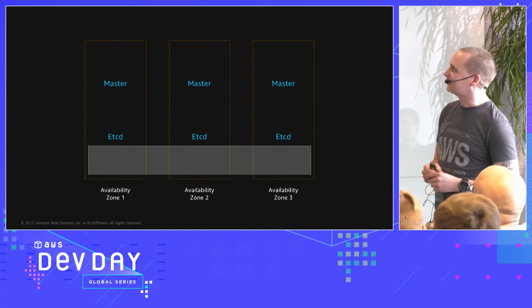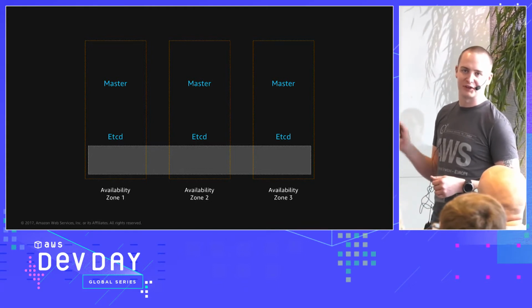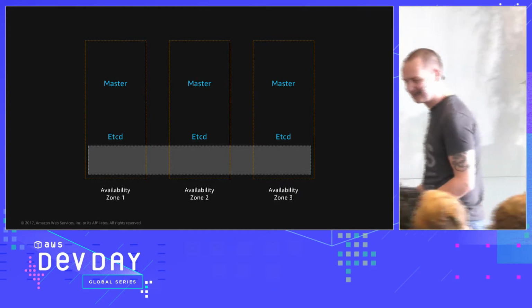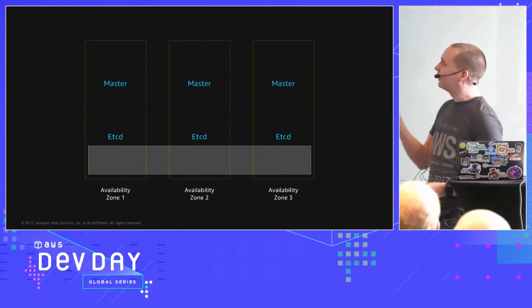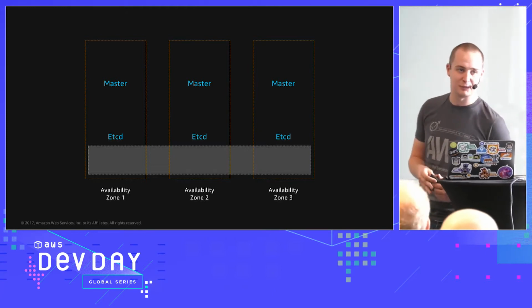So I want to say that this is a slide that when I click next, all the instances are going to appear in my architecture diagram. This is awkward.